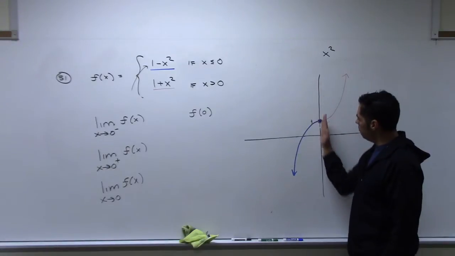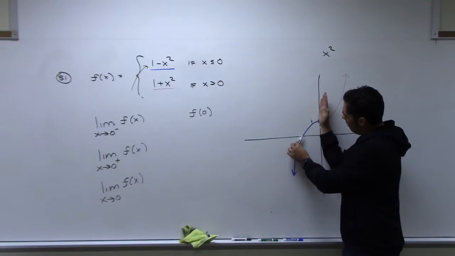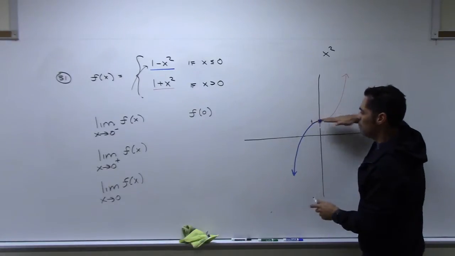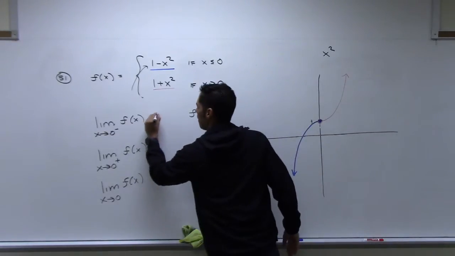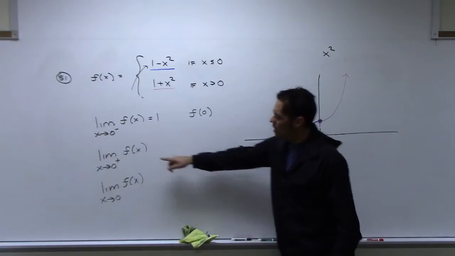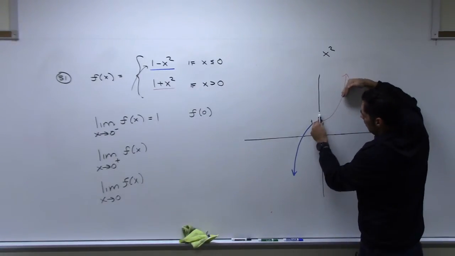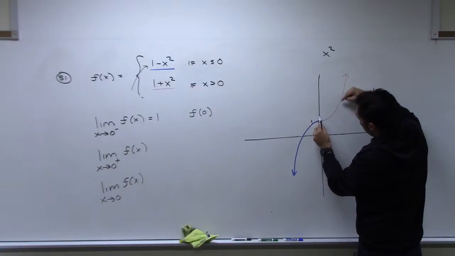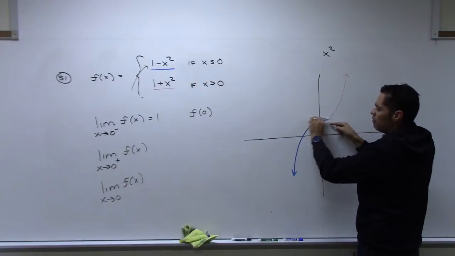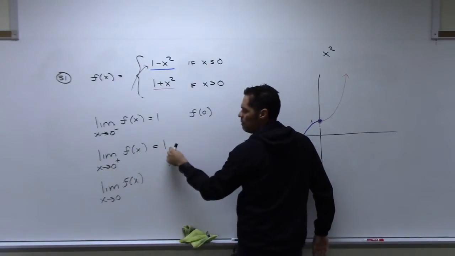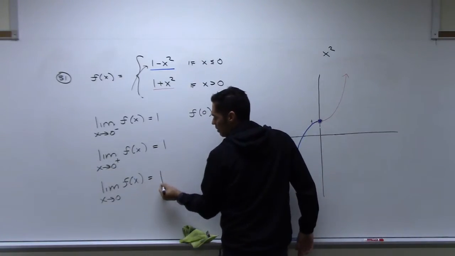So here's 0, x is 0. As we come in from the left, our blue graph is approaching a y value of 1. So it's approaching 1. As we approach 0 from the right, we're on the red part, we're coming into 0. And again, notice that our y coordinates are approaching a y value of 1. So this is also 1. Since these two match, that means this is equal to 1.